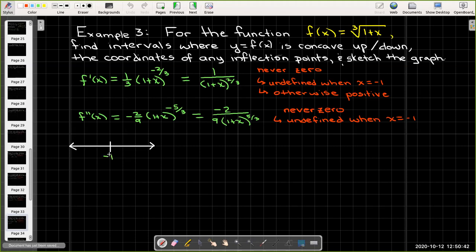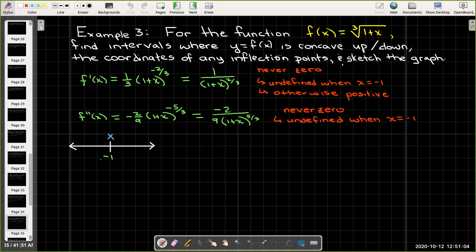So I'll make a number line. I'll put -1 in there. I'll go ahead and put an X above that to indicate that the second derivative is undefined at that point. So the concavity may change there.